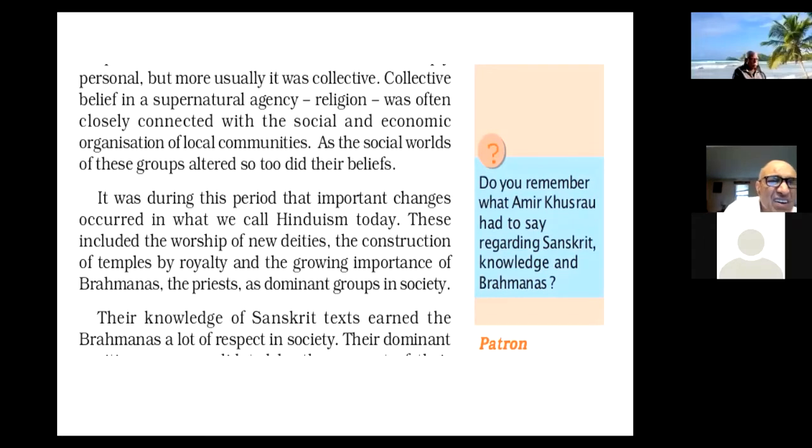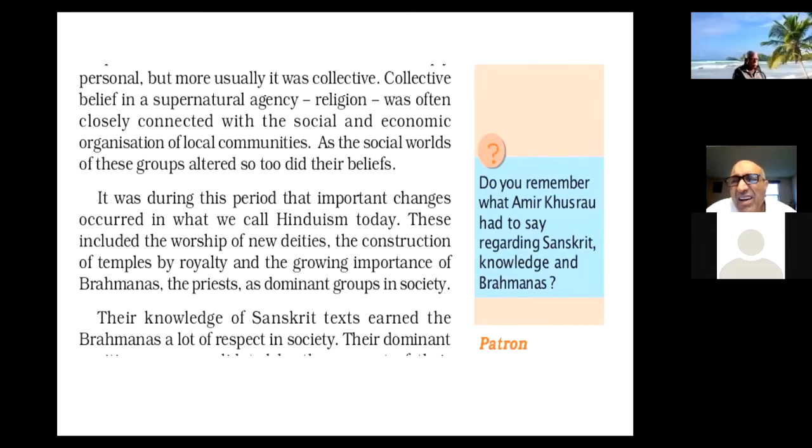It was during this period that important changes occurred in what we call Hinduism today. These included the worship of new deities, the construction of temples by royalty, and the growing importance of Brahmins, the priests, as dominant groups in society. Their knowledge of Sanskrit texts earned the Brahmins a lot of respect in society. And then they are saying, do you remember what Amir Khusro had to say regarding Sanskrit, knowledge, and Brahmins? The picture has been completed of wily Brahmins imposing Sanskrit.